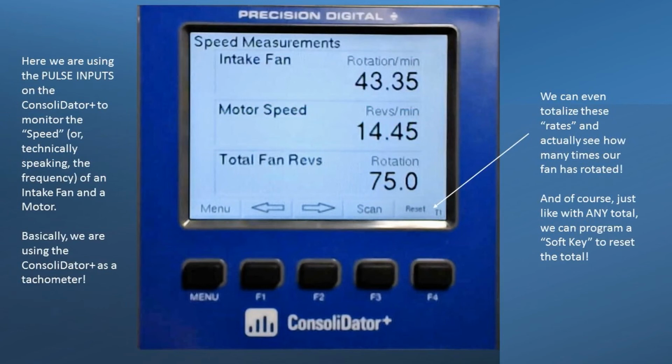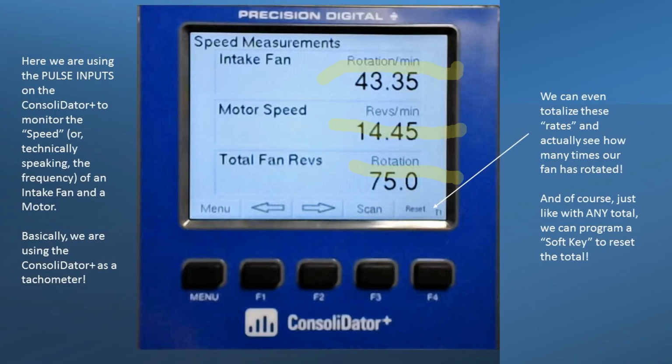So we're keeping track of the intake fan rotations, the motor speed, and even though this isn't technically a flow application, we can actually totalize the fan because of the time base. Now, the one thing I will point out about this is the fact that these units that I created, the rotation per minute, revs per minute, and then rotation, those are all custom units. Those do not exist in the ConsoliDator Plus as a pre-programmed unit. So I had to make those up.